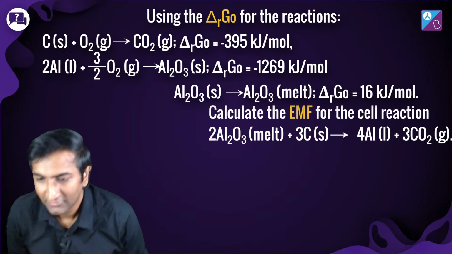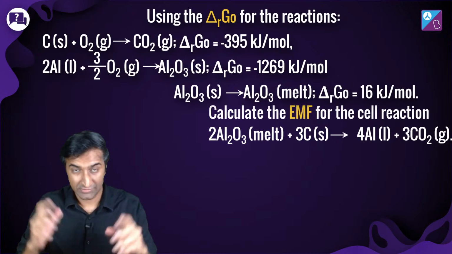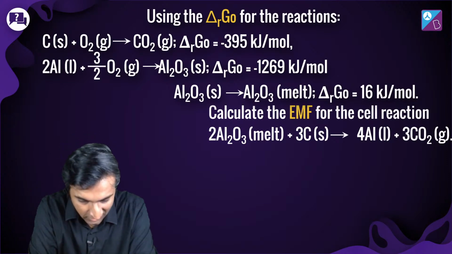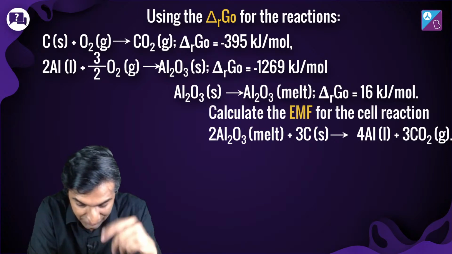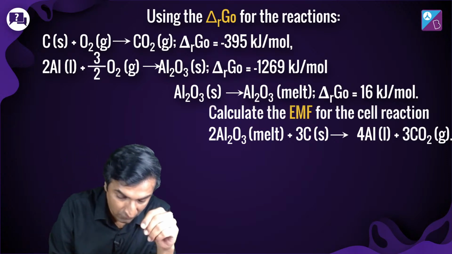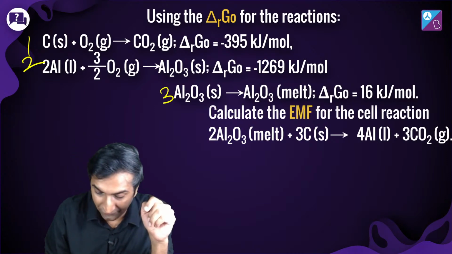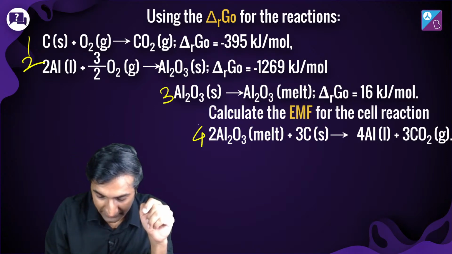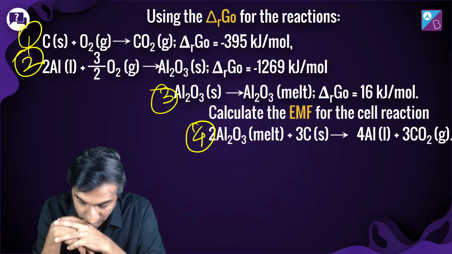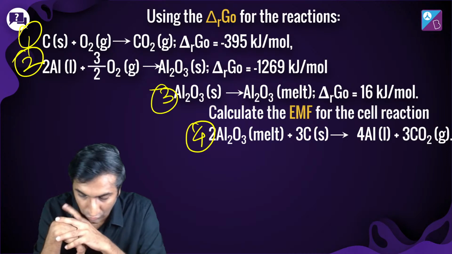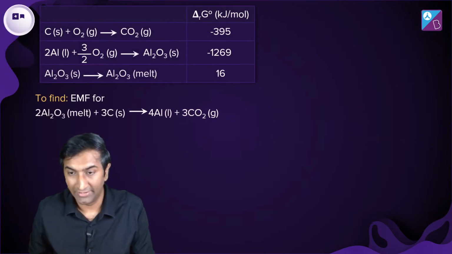This one summarizes everything we've done so far. This is one of those questions that summarizes everything. Using the delta G naught for these three reactions, reaction 1, reaction 2, reaction 3, calculate the EMF for this cell reaction. Let's call this reaction 4. Try it. Does it look too big? Let me make this a little smaller so that you have enough time. Read it slowly, at ease.